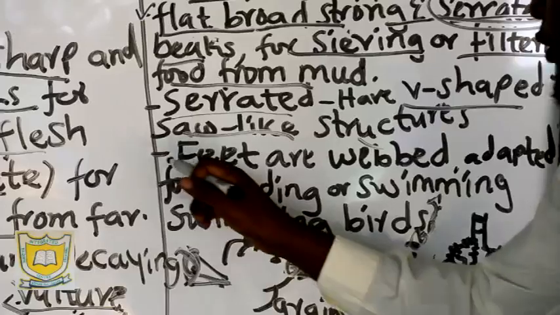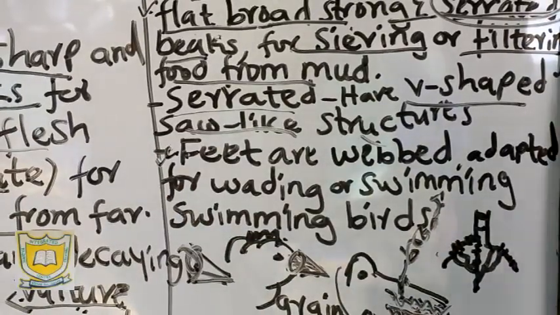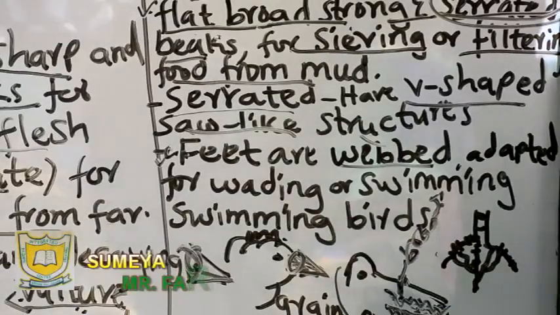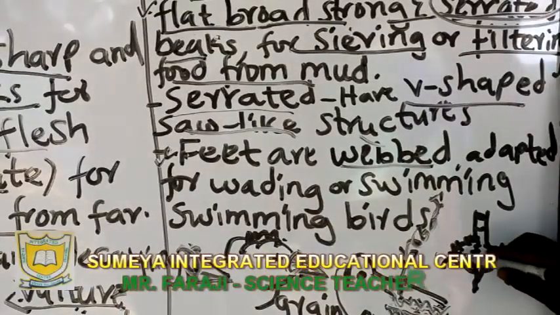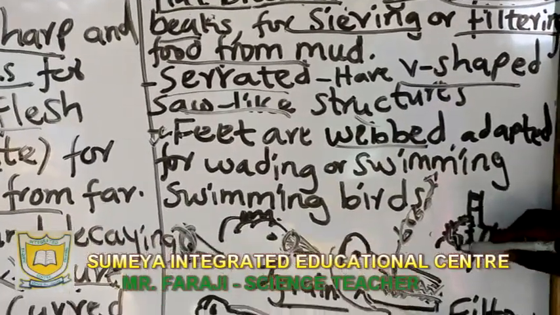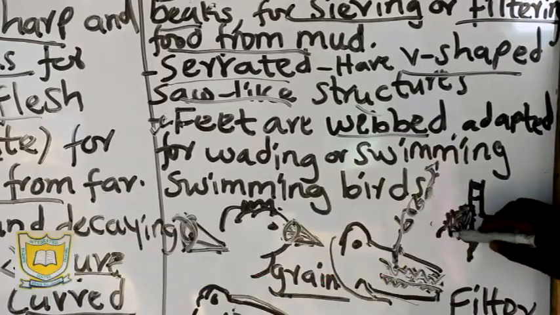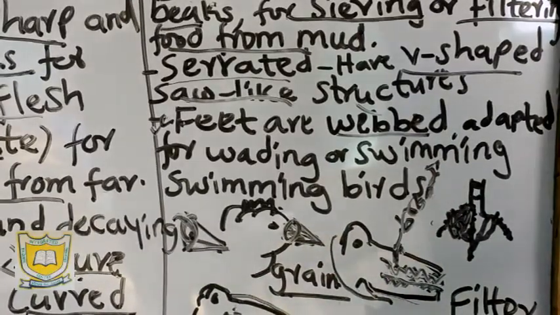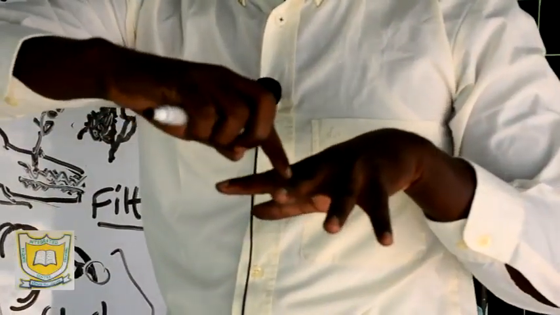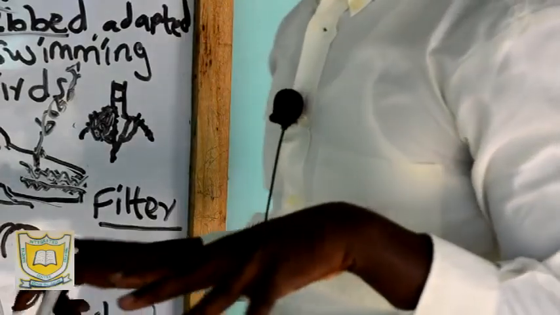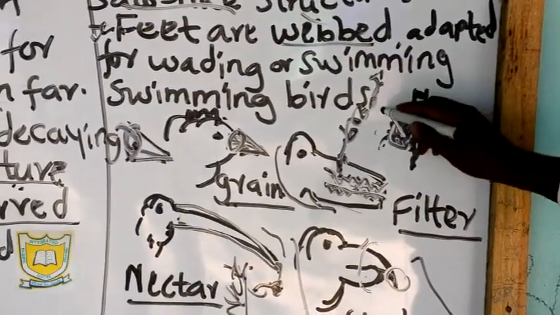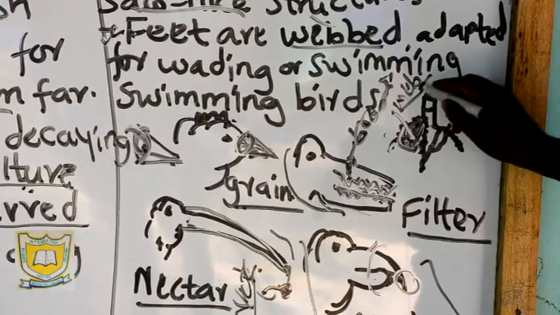Now when you observe the feet of this bird, we say they have webs, or they are webbed. When you observe here, this is the drawing of a filter feeder bird. It has this part here, the part that is found in between the toes of this bird. For example, this is my toe. Then we have such structures in between the fingers of these birds. These are what we call the webs.